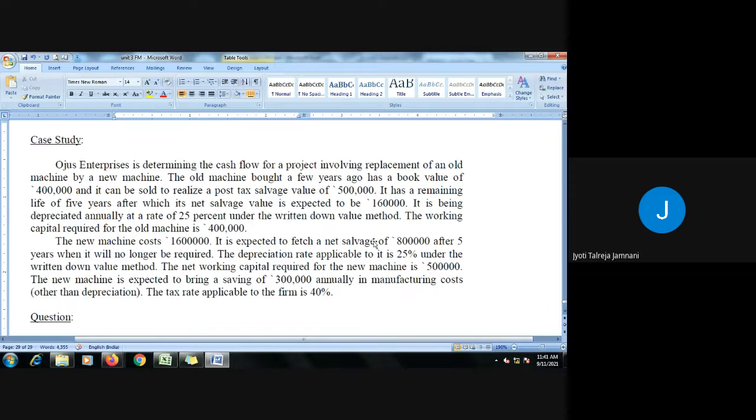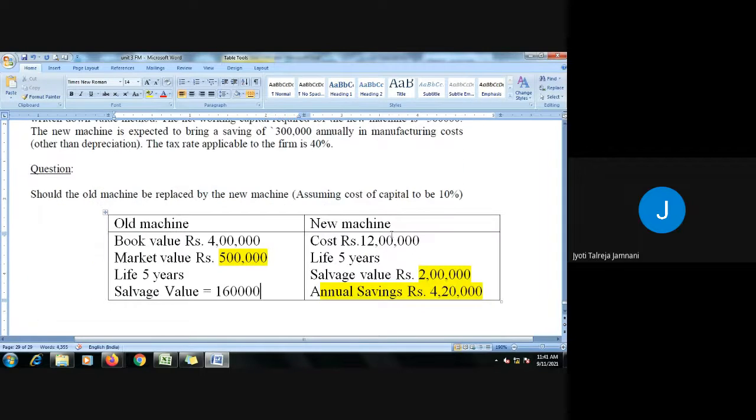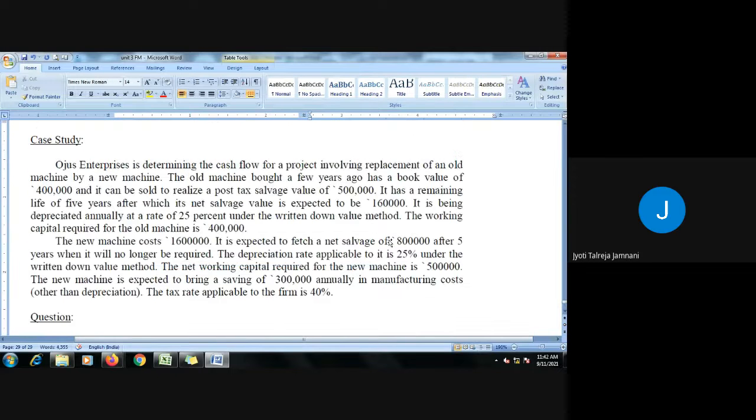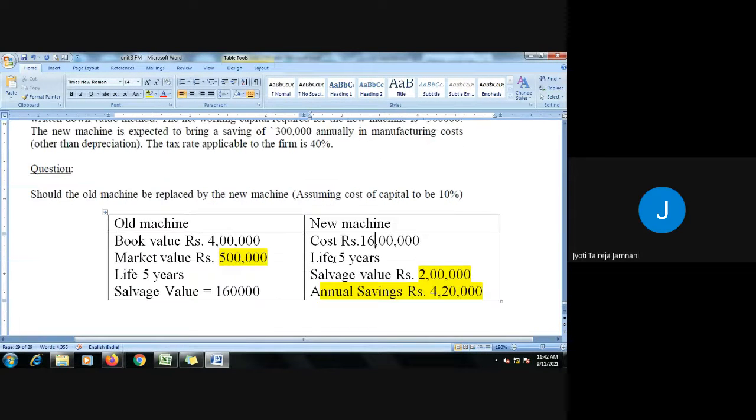Now let's see what they've told about the new machine. The new machine costs rupees 16 lakhs. So 16 lakh is the cost of the new machine. Again, the life is 5 years. It is expected to fetch a net salvage value of 8 lakh after 5 years. So after 5 years, its salvage value will be 8 lakhs.